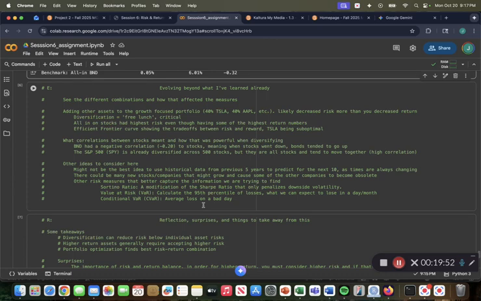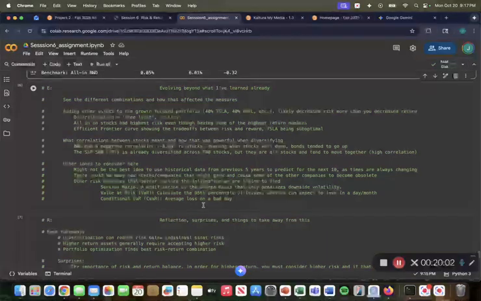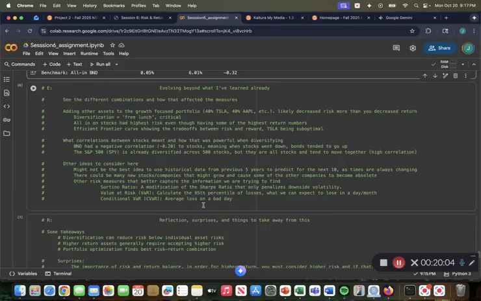Going all in on stocks had the highest risk, even though having some of the highest return numbers. And the efficient frontier curve shows the trade-offs between risk and reward, like we showed above. As you go out on the curve, it gets more optimal for our return. So that's a great visualization to look at.